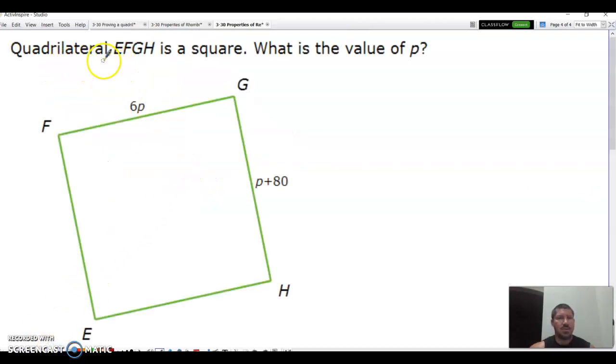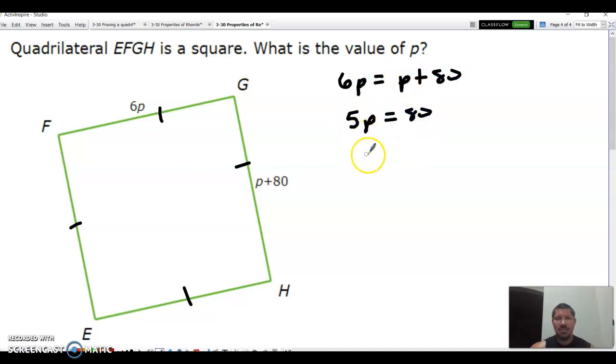Alright, so quadrilateral EFGH is a square. What is the value of P? So again, a square has 4 congruent sides. So 6P is equal to P plus 80. Subtract P, we get 5P equals 80. Divide by 5. And 5 is going to go into 80 16 times. So there's your value of P.